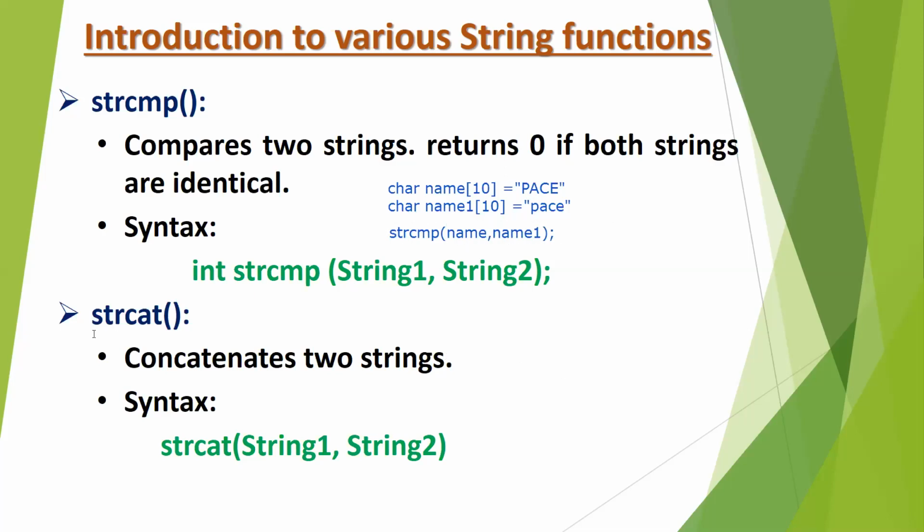Next is string concatenation. It concatenates the two strings. String 1 and string 2 will be concatenated, which means combined together, and the result will be stored in string 1. So these two will get combined, and the result will be stored in string 1. In this way, the concatenate function will work.